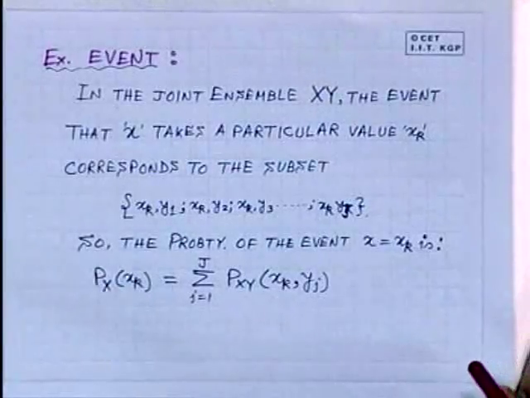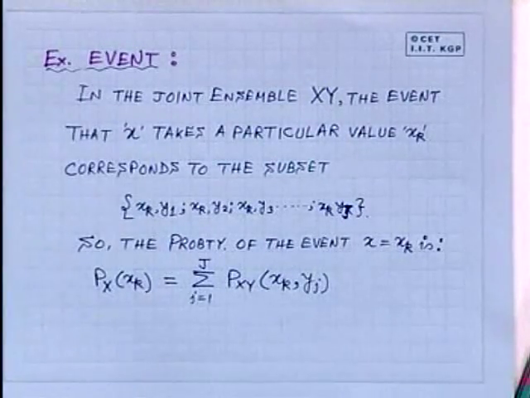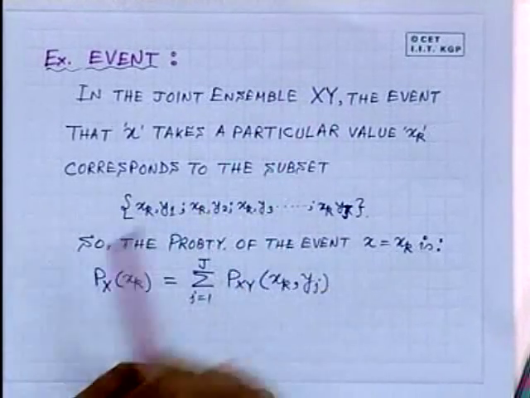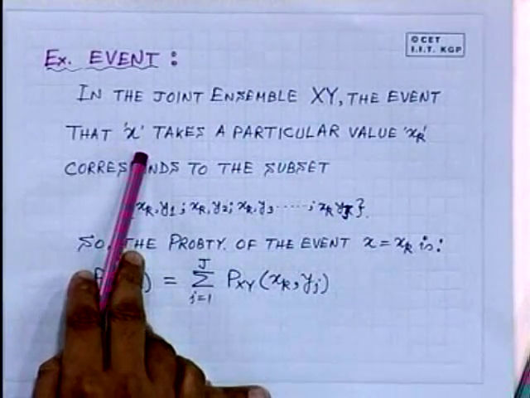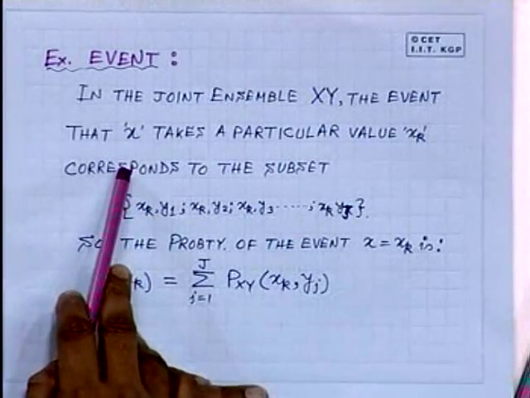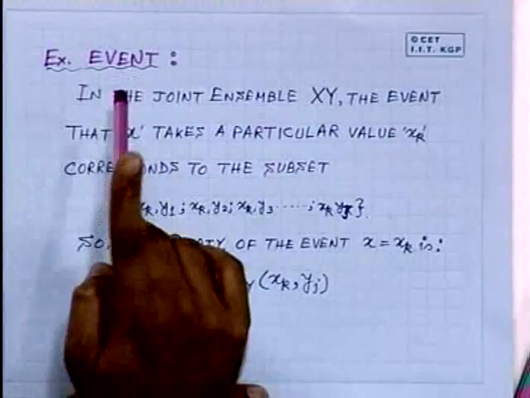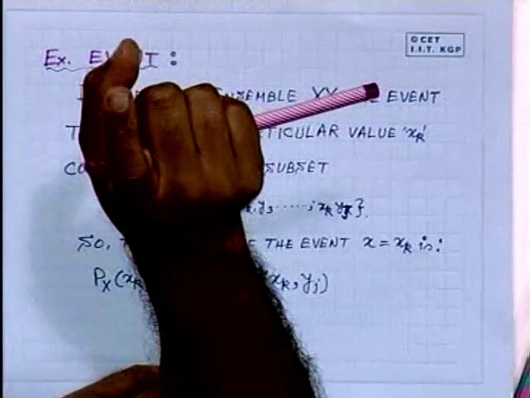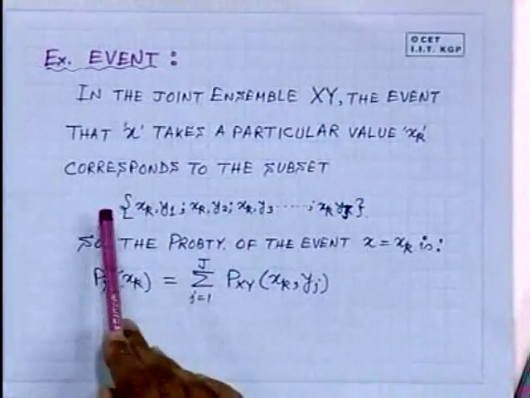Fine. Now, an example of an event, not a very exciting example, but just to convey the notion of joint ensemble: in the joint ensemble XY, that's the notation we will follow, two capital letters, the event that x, this small x without any suffix, takes a particular value xk, that is x equal to xk. In this case I have defined the event which is a single observation of the outcome, that the outcome is xk.